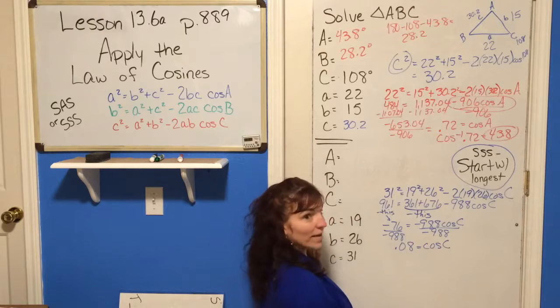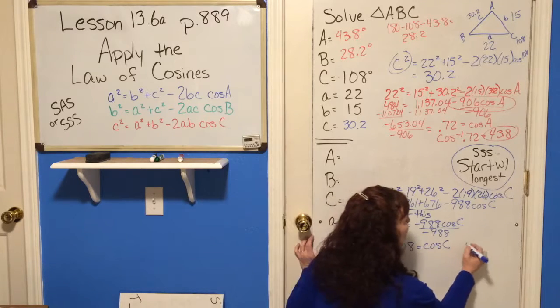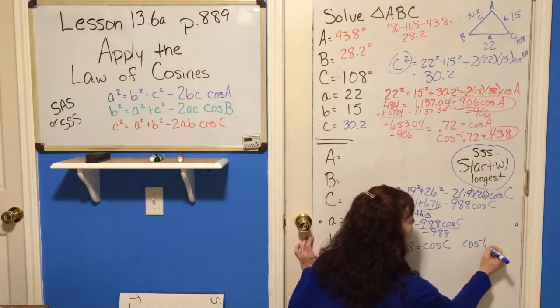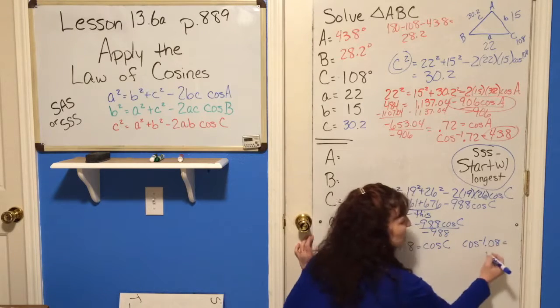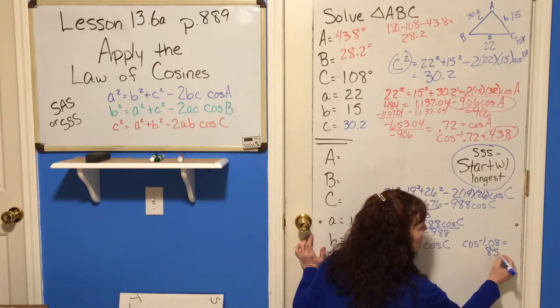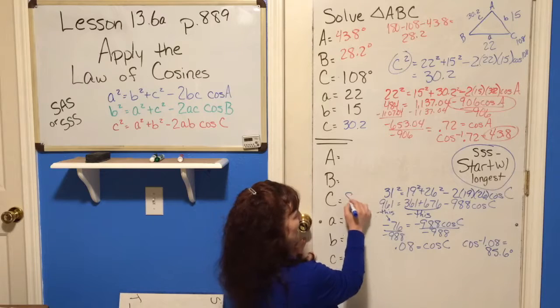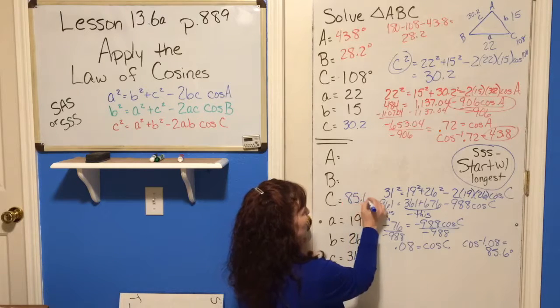So to find, well, what is C? You do inverse cosine. Don't forget to do second and then cosine of 0.08, and that's going to give you 85.6 degrees. So now angle C is 85.6 degrees.